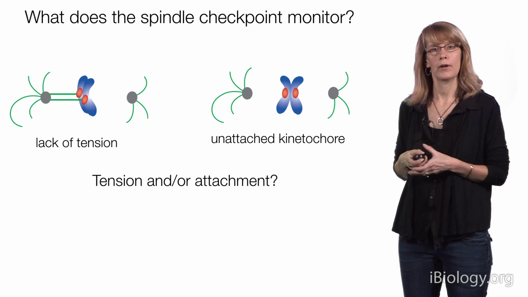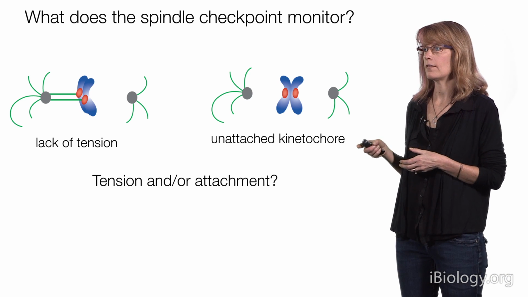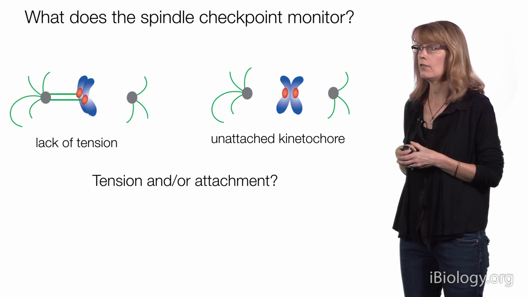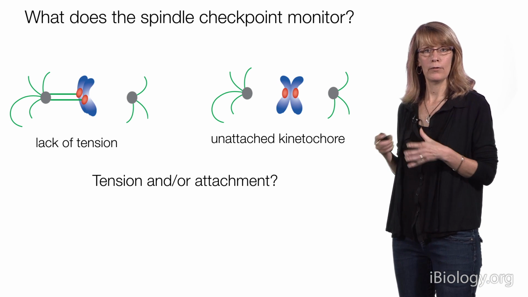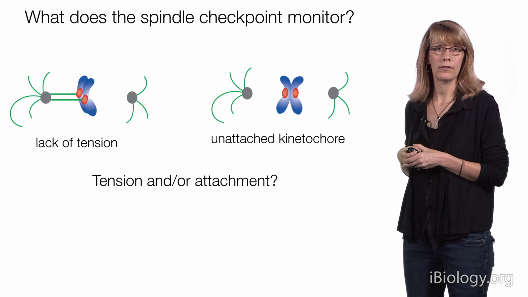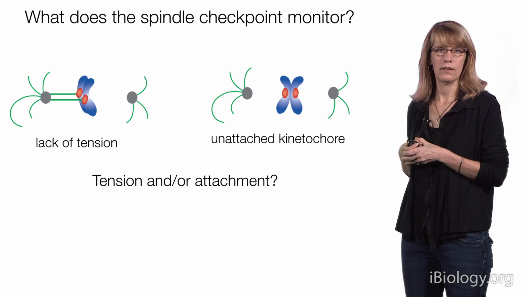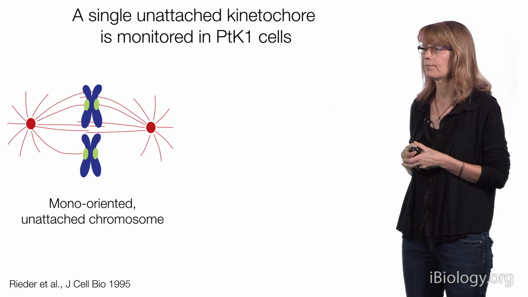Now, what does the checkpoint monitor? I've already told you that defects in tension or attachment will lead to aneuploidy in chromosome segregation. So it's critical that both of these defects are monitored. And it's been really controversial whether tension or attachment is the key to triggering the checkpoint.